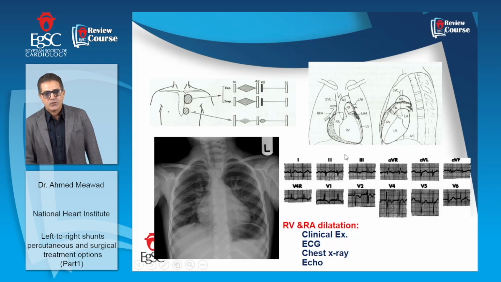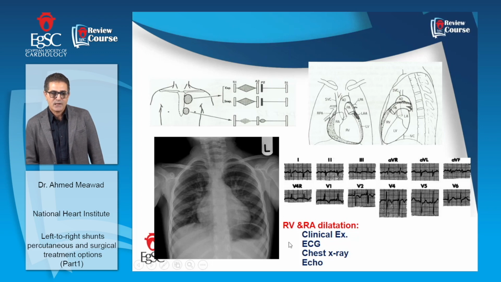ASD, as we know, the clinical findings are minimal. We just have an ejection systolic murmur and a widely split and fixed second sound. The right side dilatation is seen in the ECG, chest X-ray, and echo.